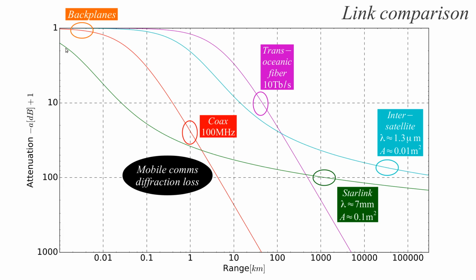To have a logarithmic scale here, I had to make such a strange scale. Attenuation in dB plus 1, so that I can have 1 here, up here. I can have 1 here. Okay, this is for the link comparison.